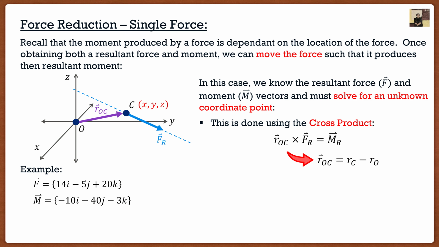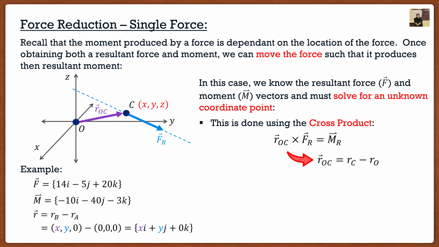So let's say from the previous slide, I find my resultant force to be 14i minus 5j plus 20k, and I find my resultant moment to be minus 10i minus 40j minus 3k. Again, this just came from the last slide where I took all of the separate forces and added them together, and took all the separate moments and added them together. Now the question becomes, where can I move this force such that it creates this moment? So let's say in the question they say, all right, you got RB minus RA, and let's say that our unknown coordinate point has to be in the XY plane.